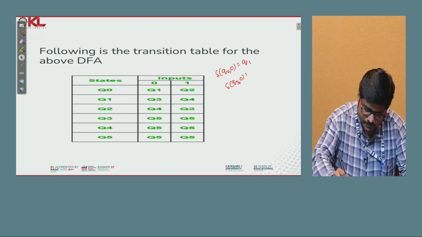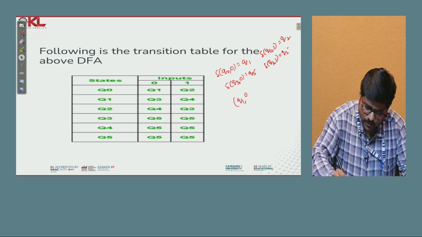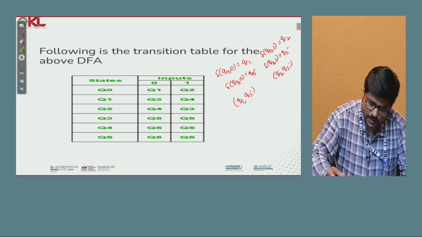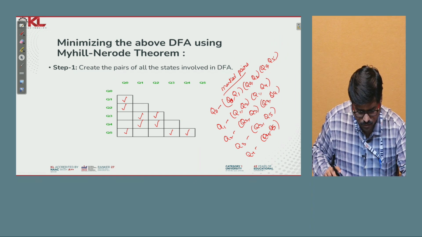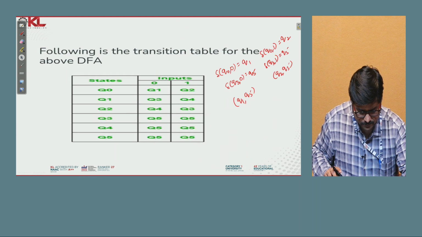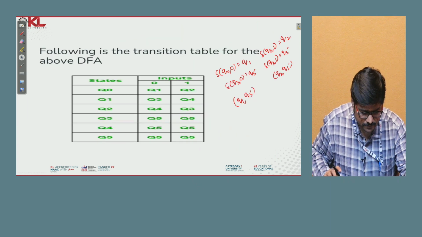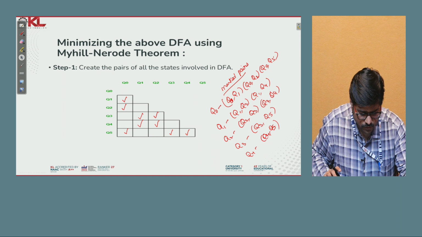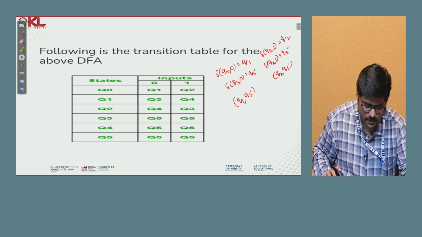Similarly, delta of q0 comma 1 is q2, delta of q3 comma 1 is q5. So here QC QD is q1 q5, and here QC QD is q2 q5. Now let us check whether q1 q5 and q2 q5 are marked or not. q1 q5 is marked, q2 q5 is not marked. See, q0 on 0 is q1 and q3 on 0 is q5, right?